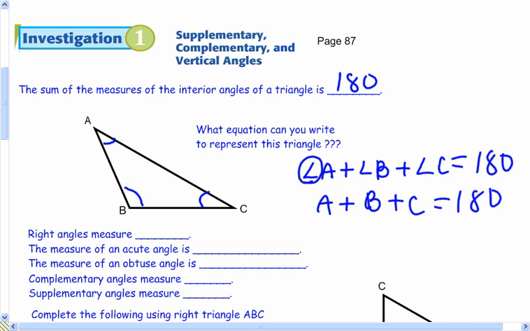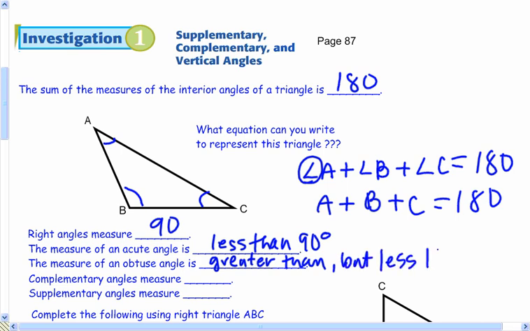Right angles measure 90 degrees. The measure of an acute angle is less than 90 degrees. The measure of an obtuse angle is greater than 90, but less than 180 degrees. Complementary angles are 2 angles whose measures sum to 90 degrees. So it's a pair of angles that add up to 90. And supplementary angles are a pair of angles that add up to 180.